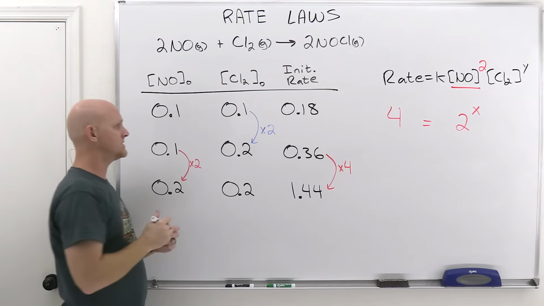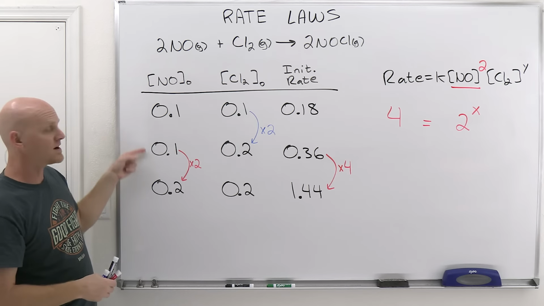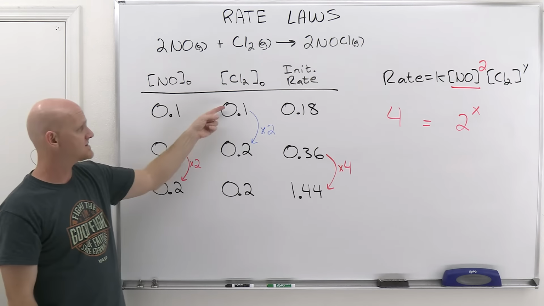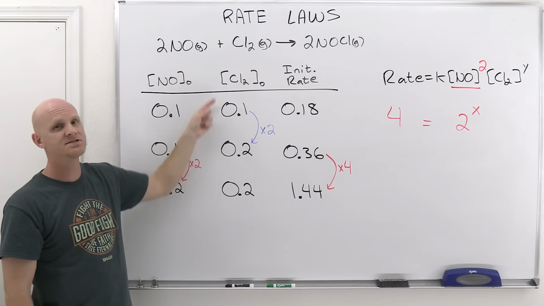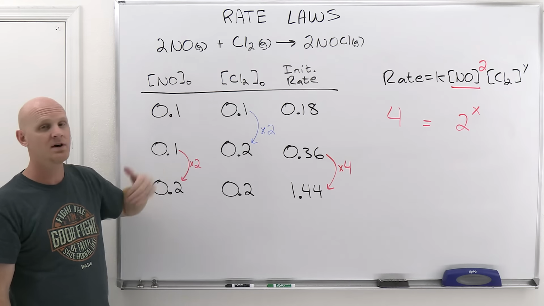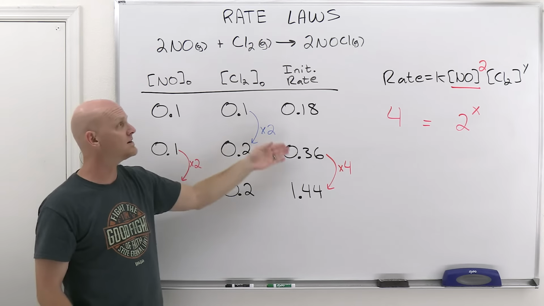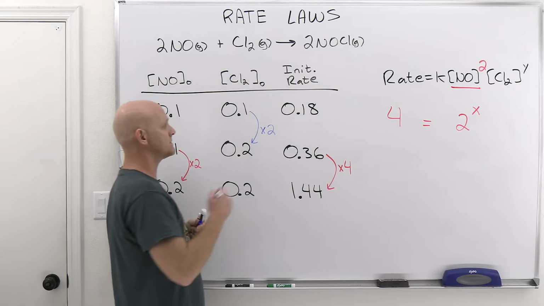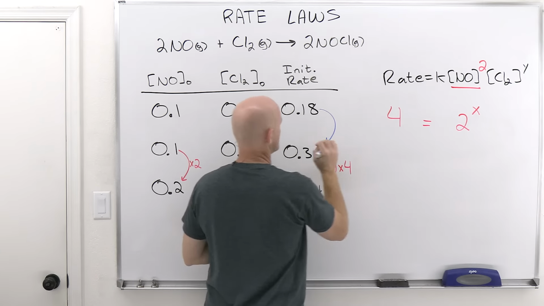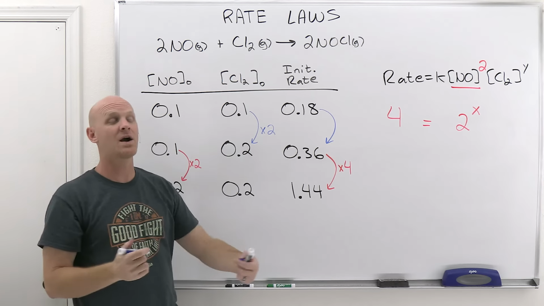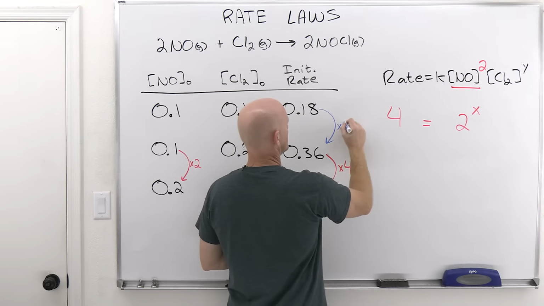So just like the NO did in the comparison we made, and the NO concentration is not changing. And so in this case, only the concentration of Cl2 differs between these 2 trials. And so if the rate changes, and it does, I know that Cl2 is responsible. And so in this case, if we take a look at going from 0.18 to 0.36, what did that rate do? Well, it also doubled.